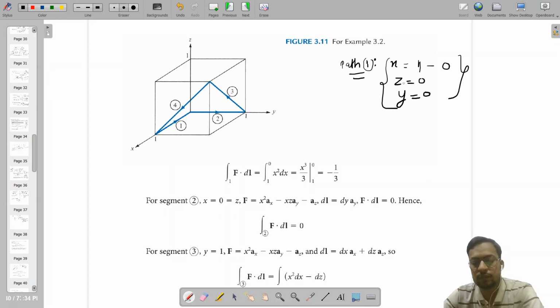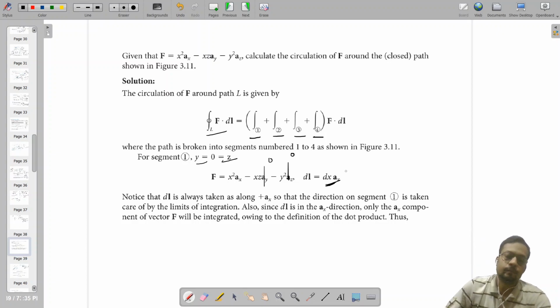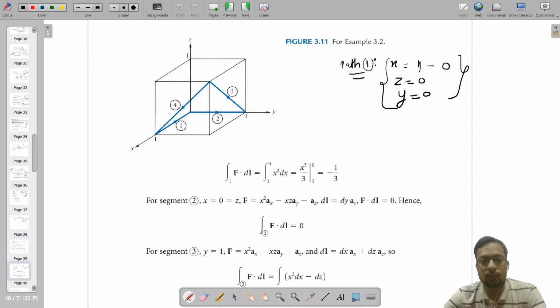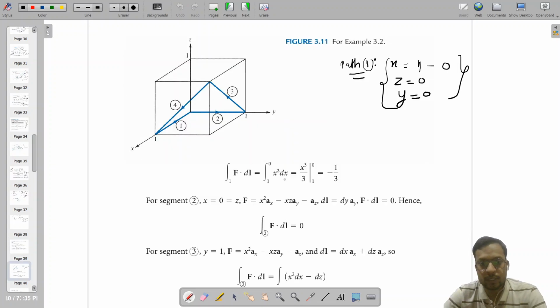So putting these values in the vector f, where the path is broken now, for segment 1 y equal to 0 and z equal to 0. So this term is 0 and this term is 0, and the direction of the line is in the x direction. So dl can be written as dx ax, as we have discussed in the differential length. Now the value of the line integral for path 1 can be written as, we have only this ax direction, so x square dx ax, x square dx, and x varies from 1 to 0. Integrating this x square, we have minus 1 by 3 along path 1.